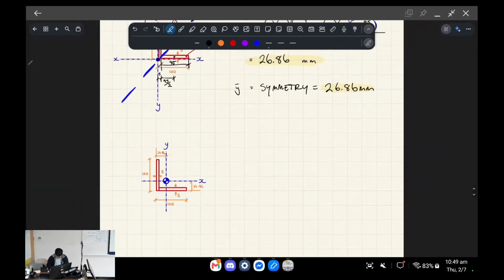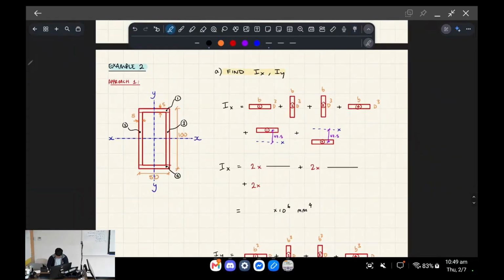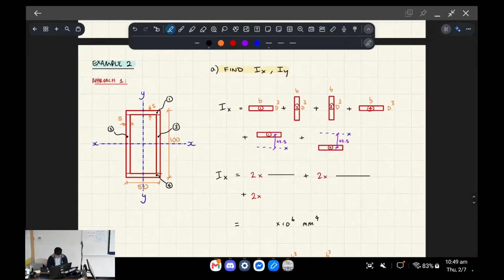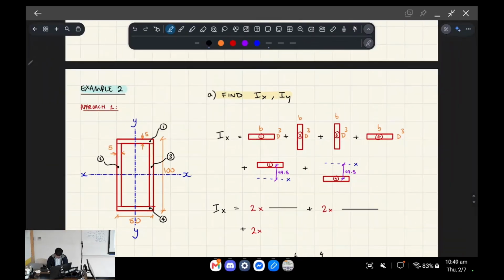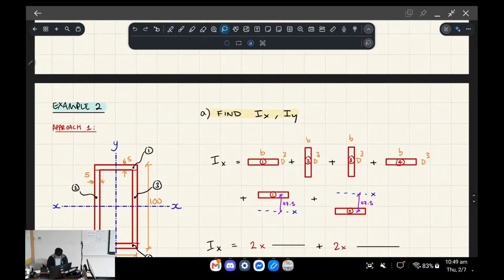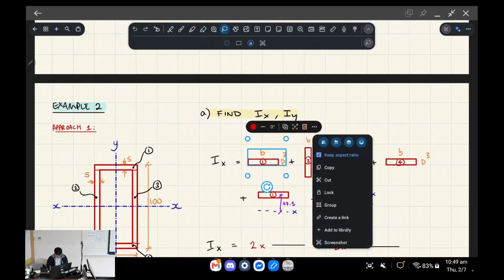Okay, so let's move on to the second example, and this is basically how we find Ix and Iy. Okay, so here we've got 4 shapes, okay? We've got 4 rectangles. So what I'm going to do is I'm going to group these together.